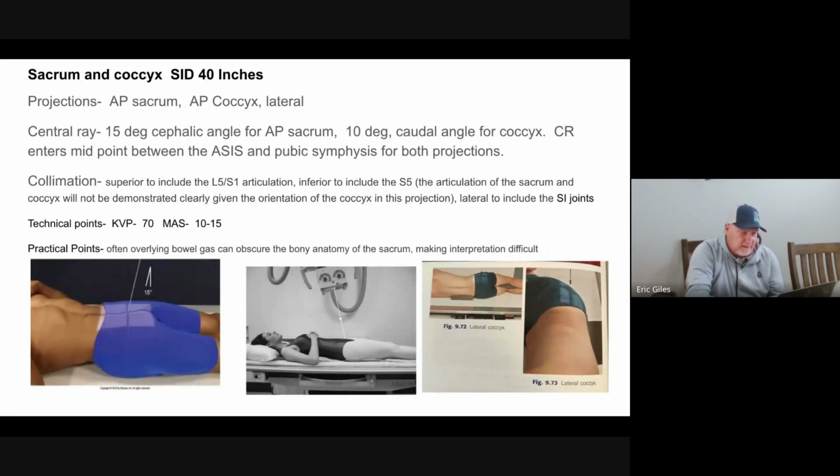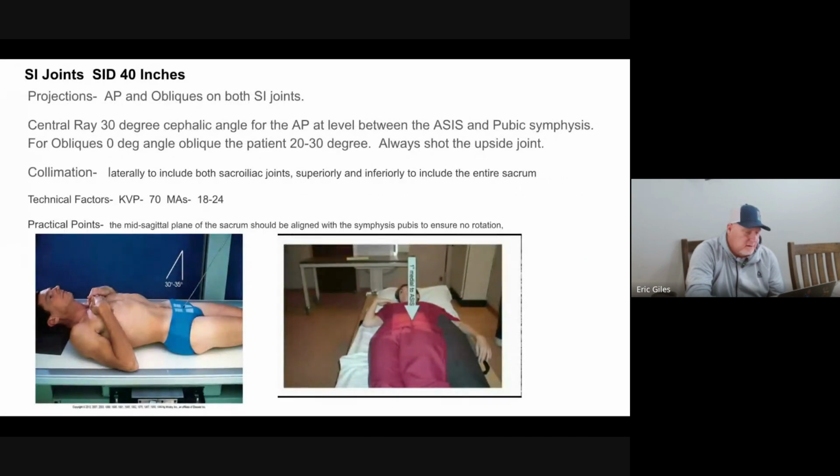So anyway, sacrum coccyx, we will do a positioning video on this. Hopefully it'll help make a little more sense. Just be aware that it is at 40 inches, and there are a couple different angulations as far as the sacrum and the coccyx go. SI joints, again, done at 40 inches, 30 degree cephalic angle for the AP at the level of the ASIS, or between the ASIS and the pubic symphysis. So it's very similar to a sacrum.